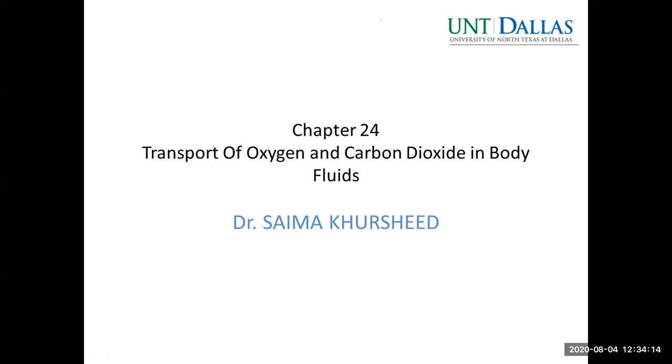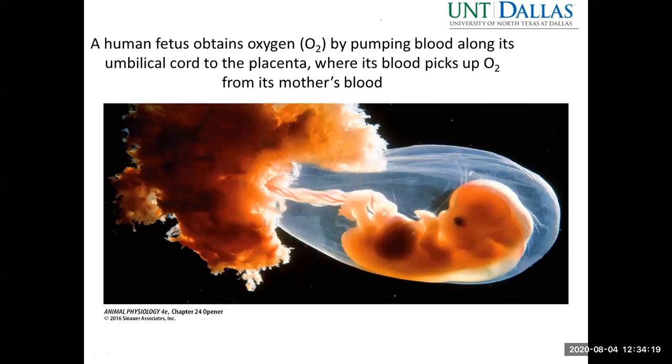Starting with an example of a human fetus, which obtains oxygen by pumping blood along its umbilical cord to the placenta, where its blood picks up oxygen from its mother's blood. Hemoglobin plays a major role in the acquisition and transport of oxygen by the fetus. In the mother, the oxygen taken up in her lungs combines with hemoglobin in her red blood cells and is carried by blood flow to the placenta in that form.